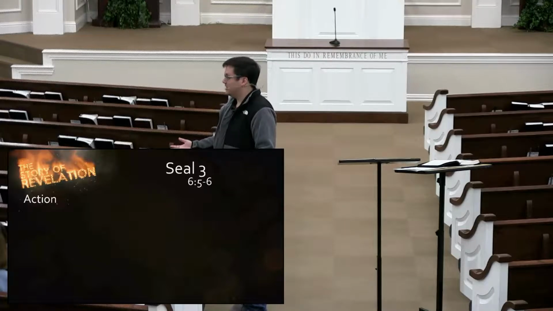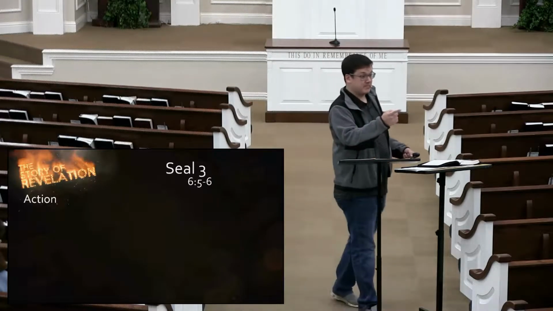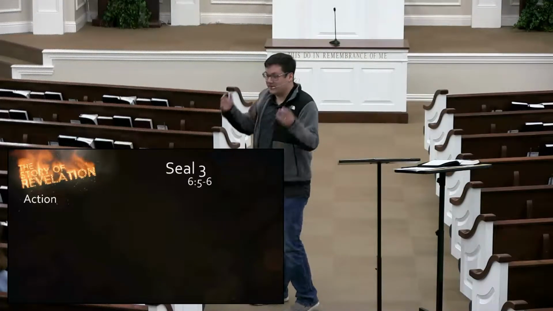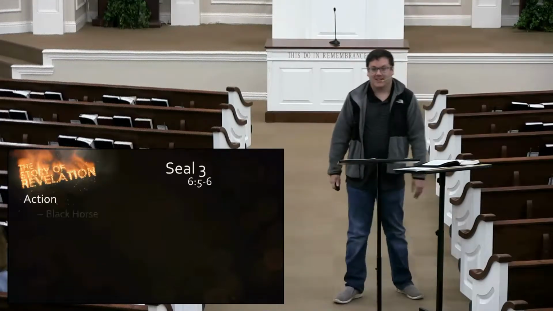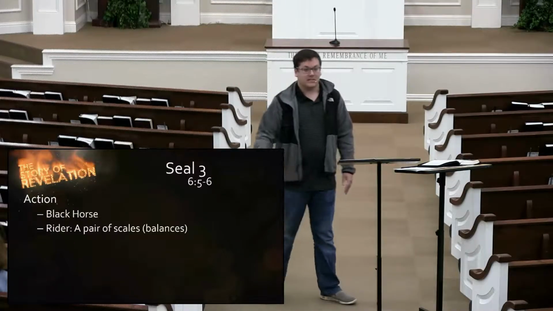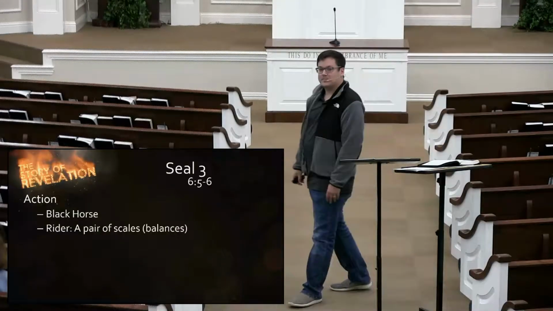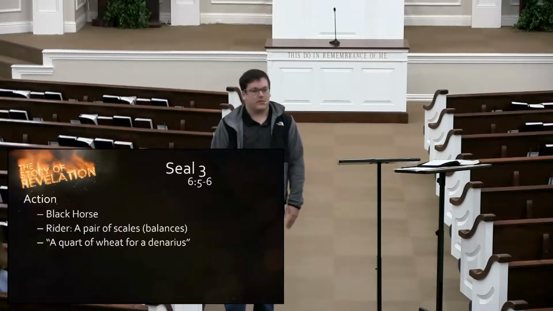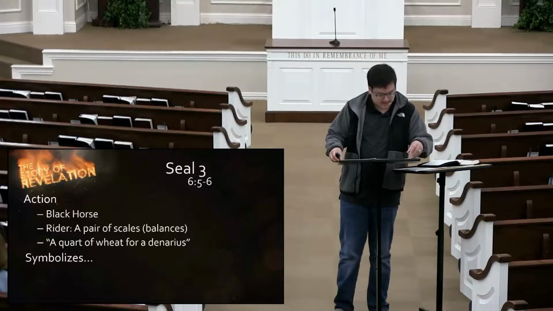Describe the action of seal number 3. Okay, this is all around buying and selling. What did I tell you to answer when I asked for seal number 3? There's a horse and a rider. Okay? Now we have a black horse, and its rider has a pair of scales, which is now alluding to the buying and the selling in the marketplace. And there's this phrase about a quart of wheat for a denarius, which we'll make sense of in just a second.